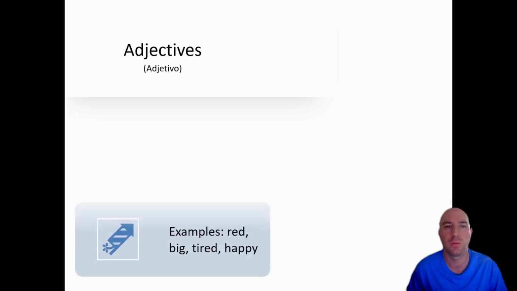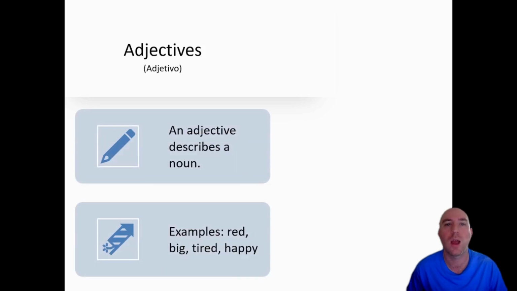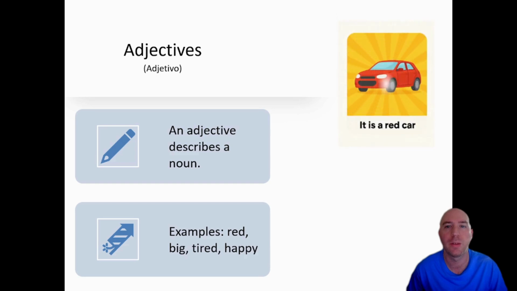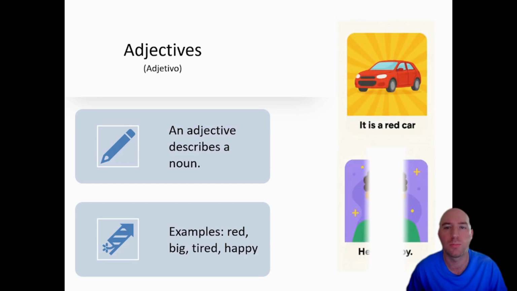Adjectives. An adjective describes a noun. Examples are red, big, tired, happy. It is a red car. He is happy.